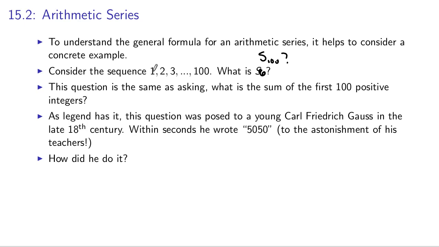So of course we could sit down and add 1 plus 2 is 3, 3 plus 3 is 6, 6 plus, and so on. But as legend has it, this same question was posed to a young Carl Friedrich Gauss in the late 18th century. Within seconds, he wrote 5,050 to the astonishment of his teachers. How did he do it?